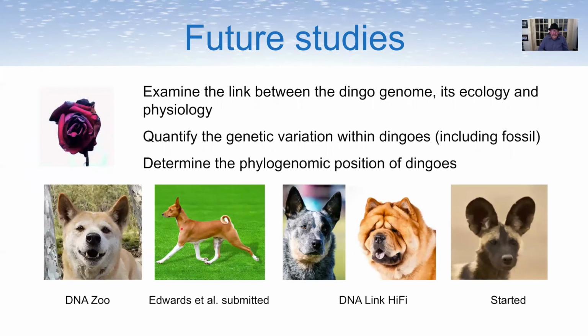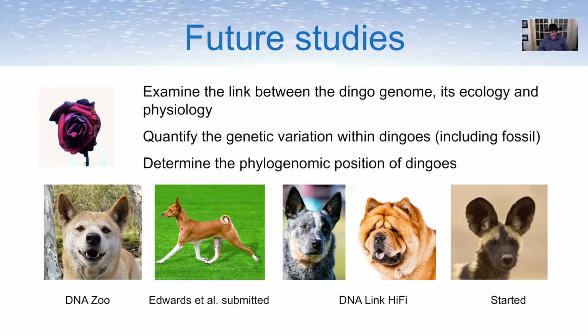So the future studies are going to be to examine the link between the dingo genome and ecology and physiology. That's very important in Australia, because wild dogs are considered to be Australia's biggest agricultural problem and cause a significant amount of damage throughout Australia. We're interested in quantifying the genetic variation within dingoes. We need to include some fossil data in that, and we're working with some researchers at the University of Adelaide to include some fossil data.